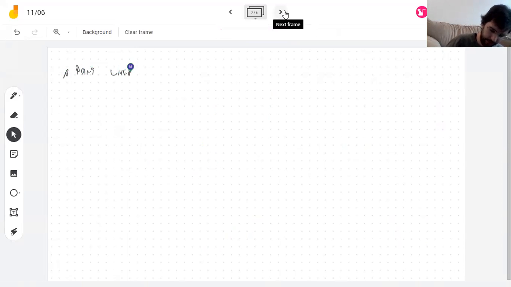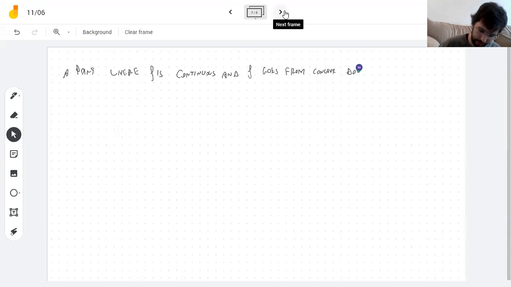On points where f is continuous and... so a point where the function changes curvature is called a point of inflection. F goes from concave down to up, or from up to down, we call them the same way. Up to down is called an inflection point.